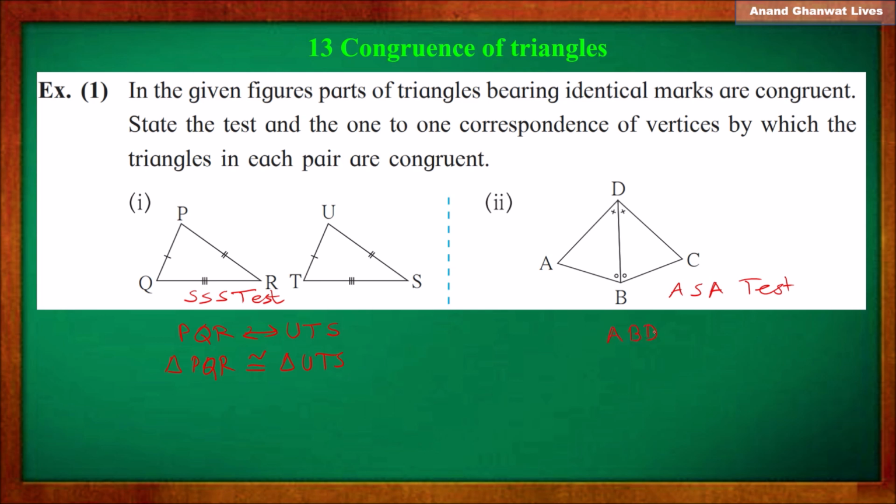Let us write now the one-to-one correspondence. ABD one-to-one correspondence. Angle D is congruent with angle D, so write D here. Angle B is congruent with angle B, so write B here, and the remaining point is C. So ABD is one-to-one correspondence with CBD. Therefore, triangle ABD is congruent with triangle CBD.